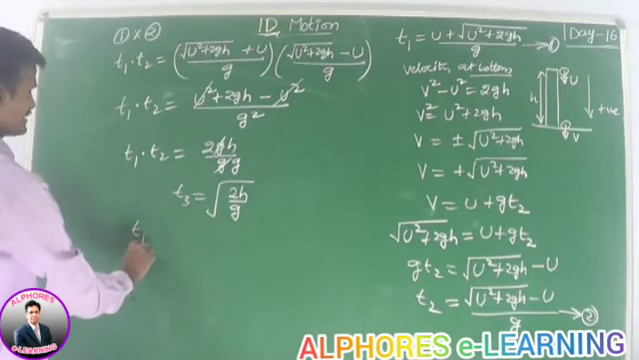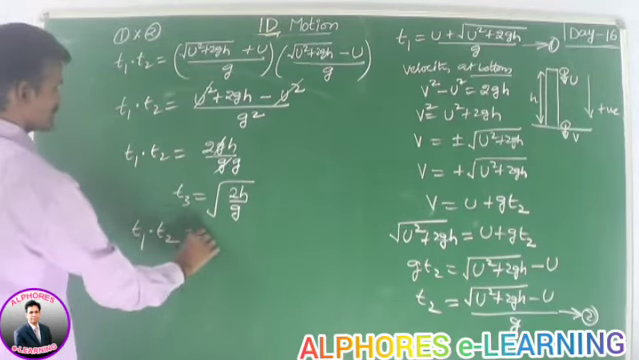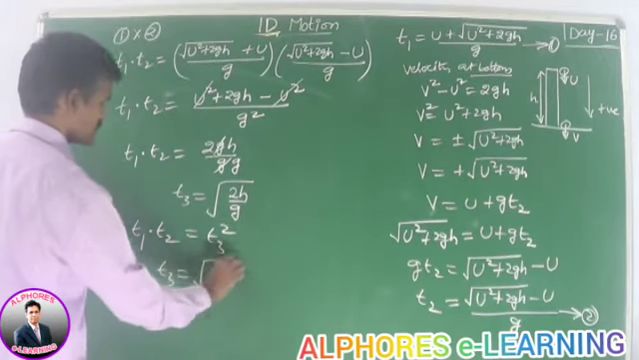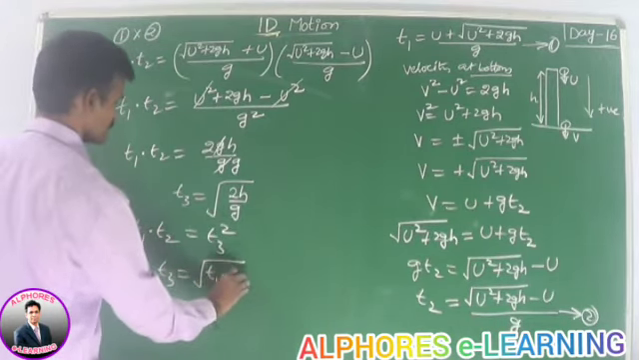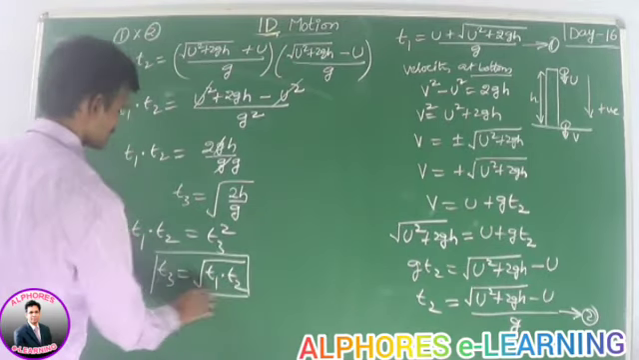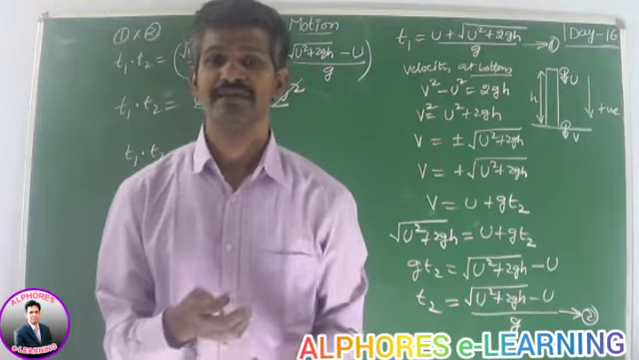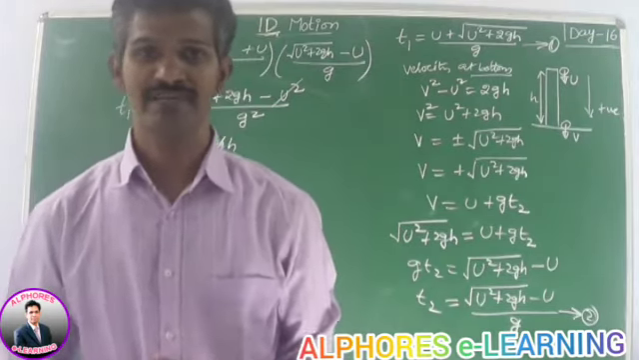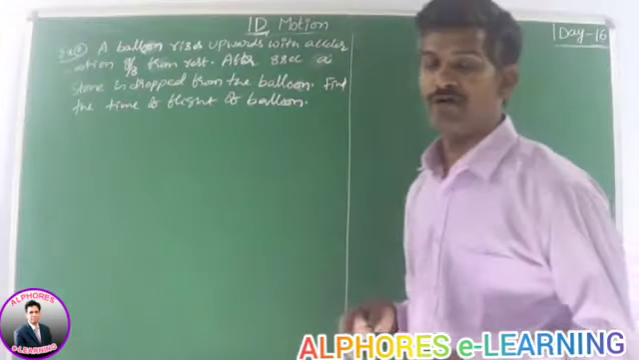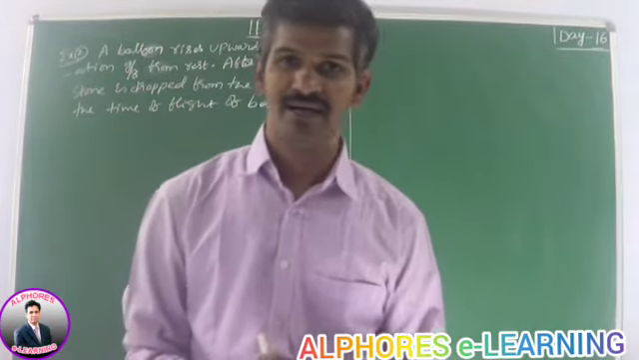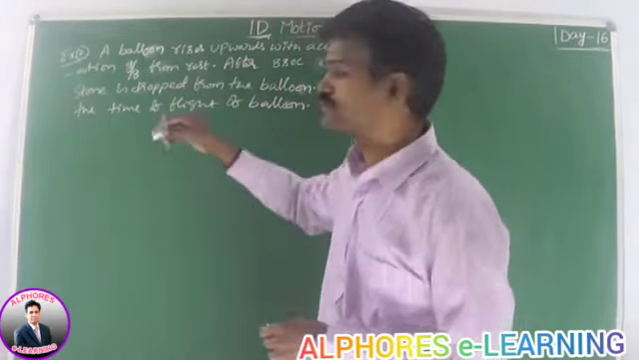So then you will get t1 into t2 is equal to t3 square, or t3 is root t1 into t2. This is one important problem regarding a body projected vertically upwards from the top of the tower. Okay students, based on a vertically projected body from the top of a tower, I have one more example, example 2.